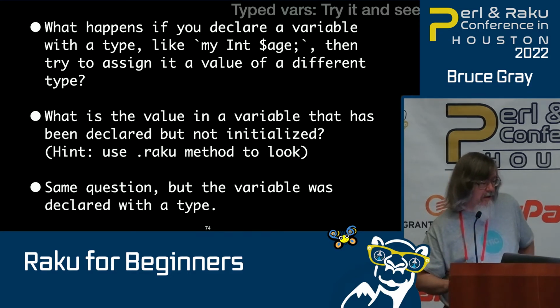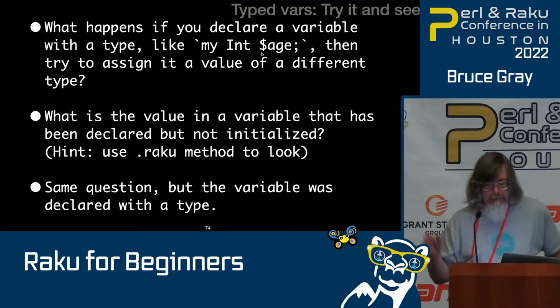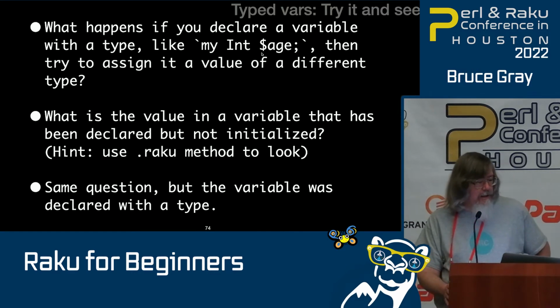This is getting a little disjointed now. Just try straight assigning 5.5 to age, or any other type that's not Int, something you declared Int.